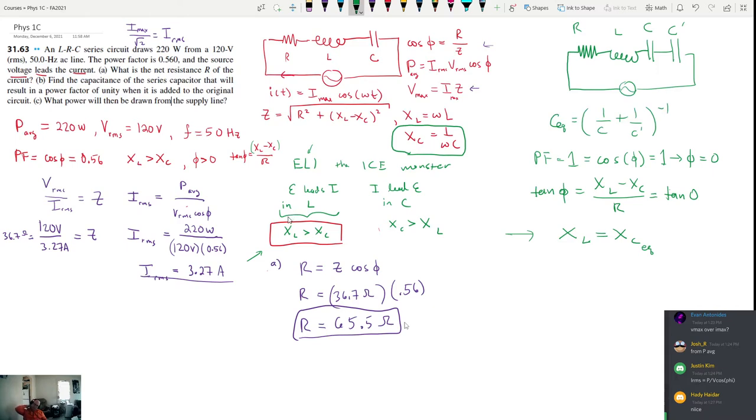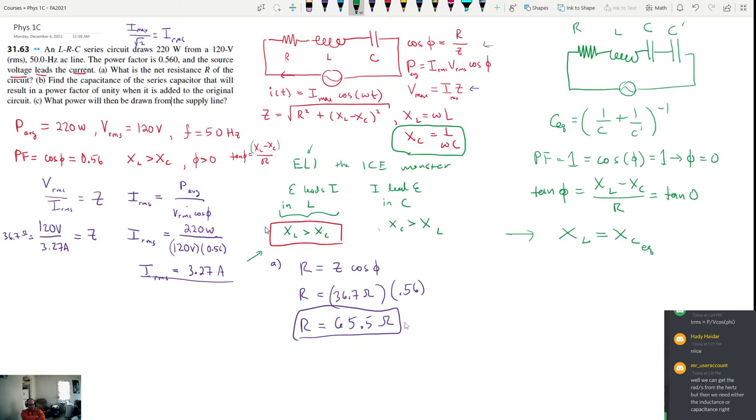Wait a minute, can we though? We don't know what L is, right? And I don't think we can find L or C, right? Would you all agree? Can we find L or C? What do you think? Maybe I'm crazy and I'm just not thinking hard enough. Could we find XL or XC, or equivalently, L or C, with the given information? Yes or no? What do you think?